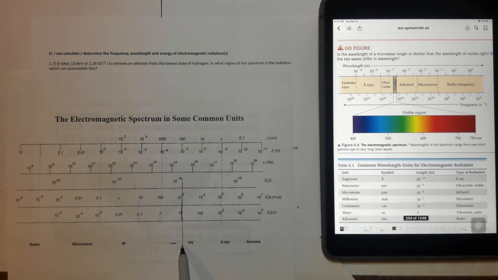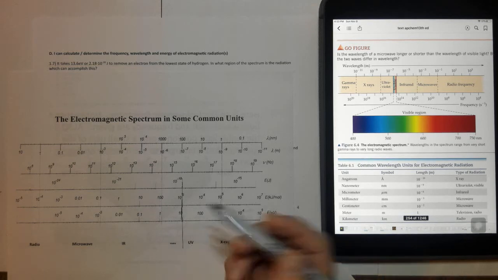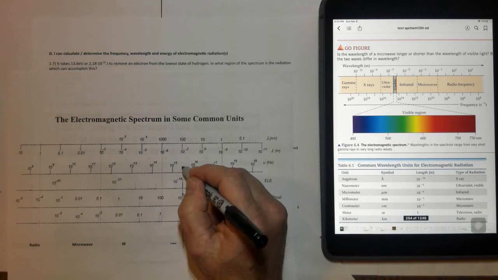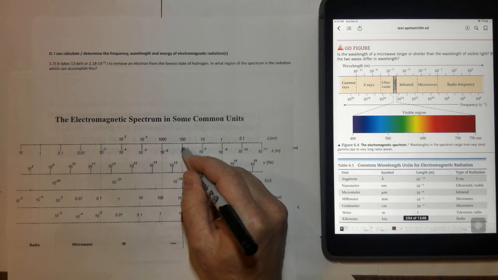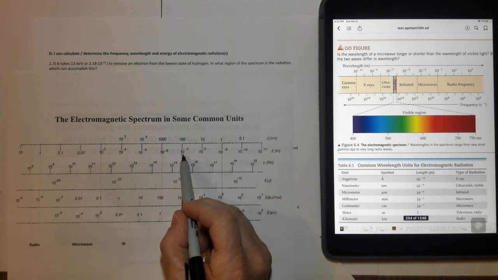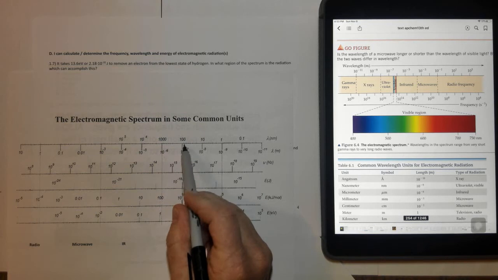So we'd be a little bit to the right of the visible and a little bit before the UV. But you know that the visible is actually a very, very small part. But just to make sure, go ahead and go up here to the wavelength, and we're at approximately 10 to the negative 7th, or 100 nanometers right here.